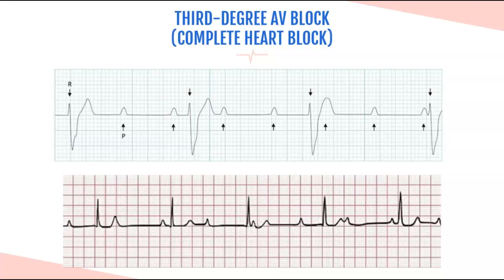The EKG strip will look like a strip of P waves laid independently over top of a strip of QRS complexes. So a P wave doesn't conduct a QRS that follows it. So the P wave is regular and the QRS are regular, but they aren't communicating with each other.